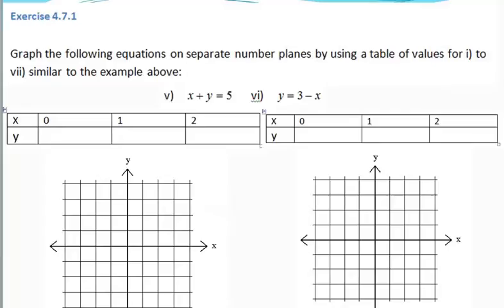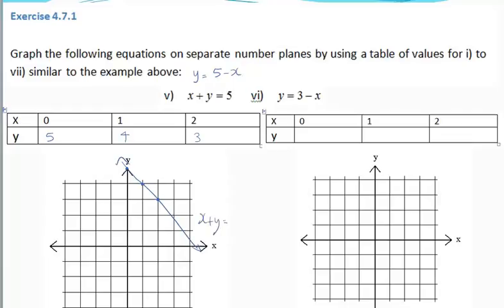So we keep on going. This one is going to be a little bit easier to calculate if we rearrange it. So y is equal to 5 minus x. 5 minus nothing is 5, 5 minus 1 is 4, 5 minus 2 is 3. So when x is 0, y is 5. When x is 1, y is 4. And when x is 2, y is 3. So we continue our line.